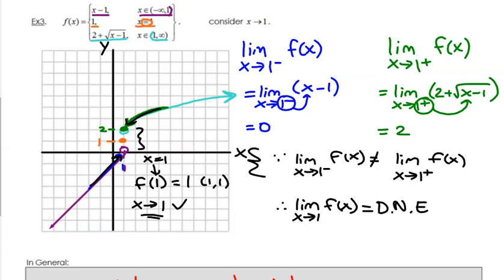Okay, so I wanted to make sure that you understood the difference between the two. This guy right here does exist because it's a solid dot. The limit, however, does not exist because they're approaching different heights. I hope that made sense.